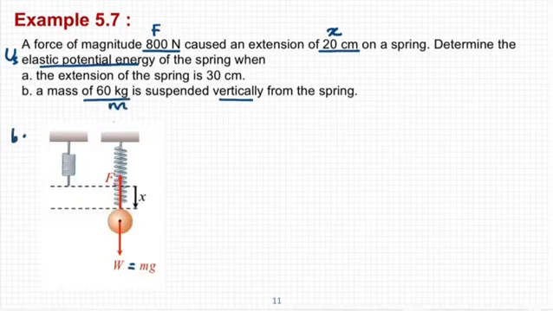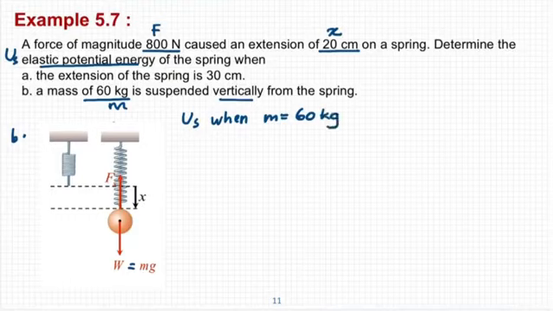And for B, we want to find the elastic potential energy when the mass is equal to 60 kg. So what we have to do is use the same formula. Us is equal to half kx squared, but right now, when we have a mass of 60 kg, we have to find what x is first, or the extension.